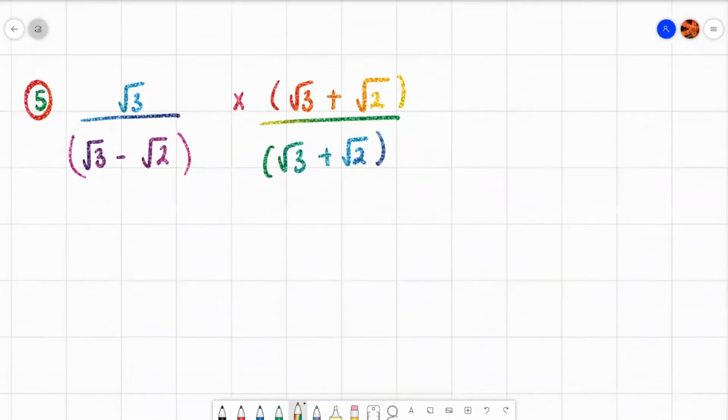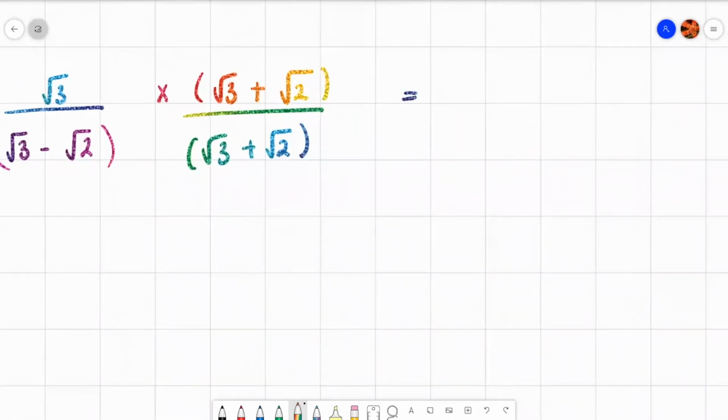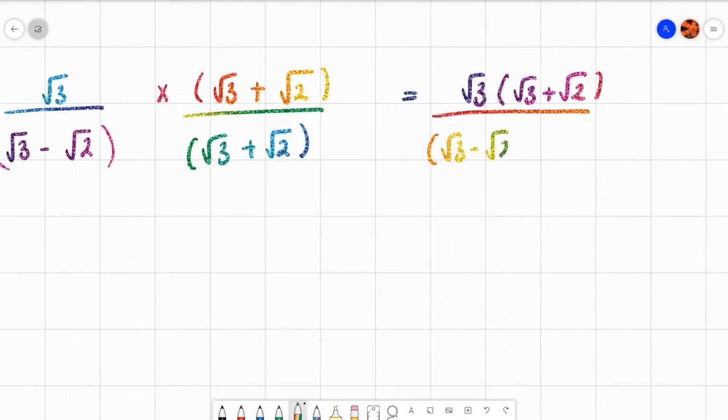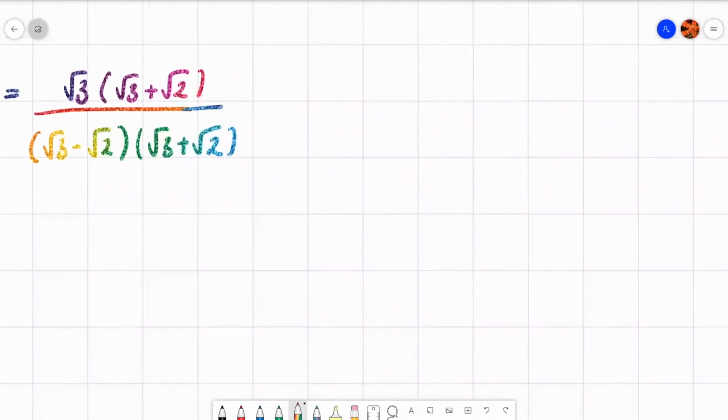Okay, so the top one's just a single bracket, so that's going to be square root 3 times square root 3 plus square root 2. The bottom's a double bracket, so square root 3 minus the square root of 2, square root of 3 plus the square root of 2. Okay, top one's a single bracket, so square root of 3 times square root of 3 is square root of 9. Square root of 3 times the square root of 2 is square root of 6.